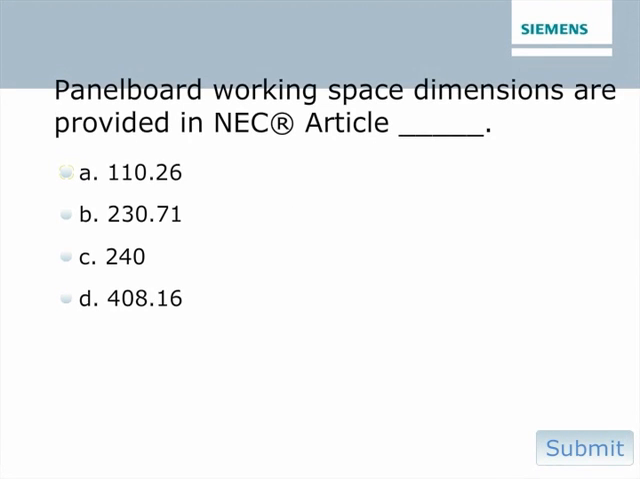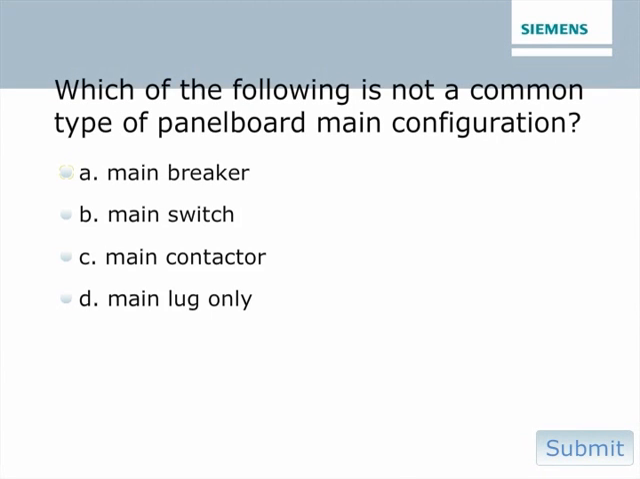Question 6. Panel board working space dimensions are provided in NEC Article. Is it A, 110.26, B, 230.71, C, 240, or D, 408.16? Question 7. Which of the following is not a common type of panel board main configuration? Is it A, main breaker, B, main switch, C, main contactor, or D, main lug only?